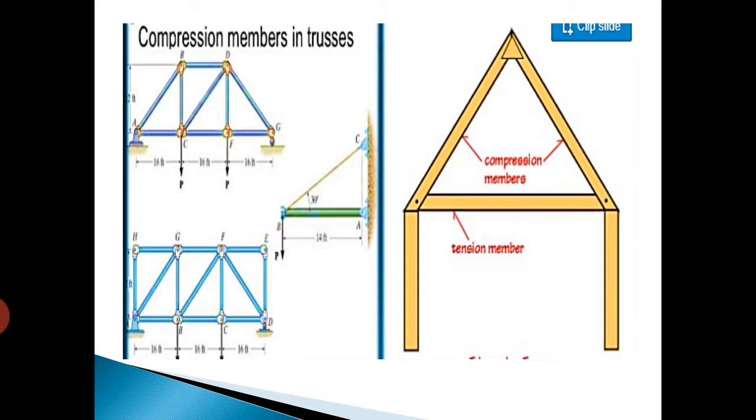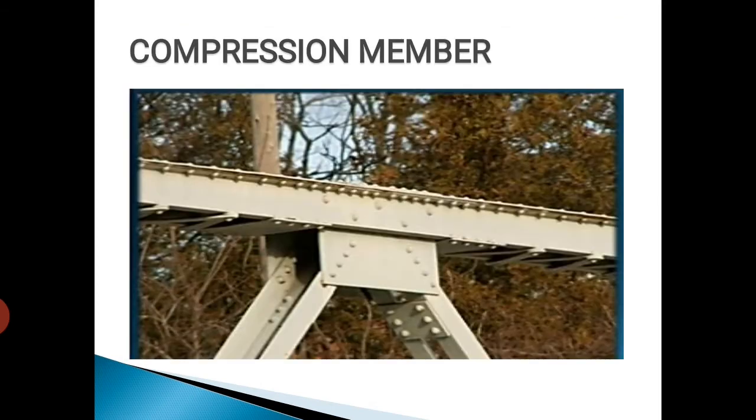Then we will see compression member in trusses. Compression members of roof trusses are composed of single angles or double angles. These members may be continuous members. Double angle sections are very popular as compression members in trusses. This figure, the third diagram, shows that inclined members are known as compression members and horizontal member is known as tension member. So this is the common type of compression member. This is another example of compression member.